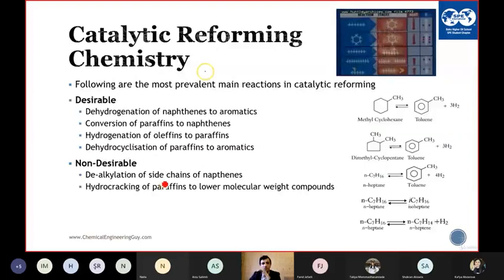So the chemistry: you have, of course, the desirable reactions and non-desirable reactions. Desirable reactions are the dehydrogenation of naphthenes to aromatics, because aromatics are the main product you want to produce. Here you can see the naphthenes to aromatics, and the conversion of paraffins to naphthenes. So paraffins to naphthenes to aromatics, olefins to paraffins, and the hydrocyclization of paraffins to aromatics. These are the desirable reactions. You also have the non-desirable reactions such as dealkylation, hydrocracking, etc.